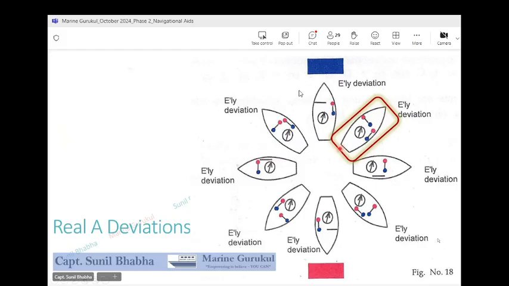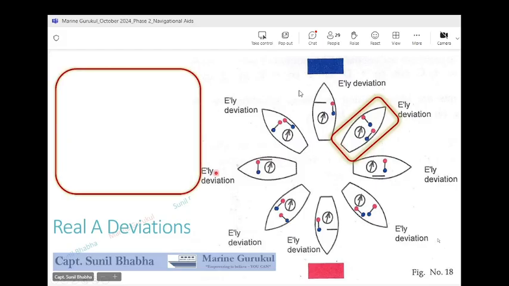Let's zoom into this diagram of the ship. So on the left side, you see the zoomed in diagram of the ship. We have the compass as usual placed in the center line. Irrespective of what is the direction in which the ship is heading, the compass needle is always going to point north and south. The north end will be the red end of the compass and the south end will be the blue end of the compass.